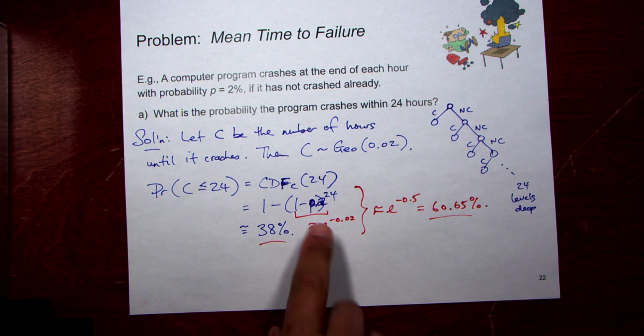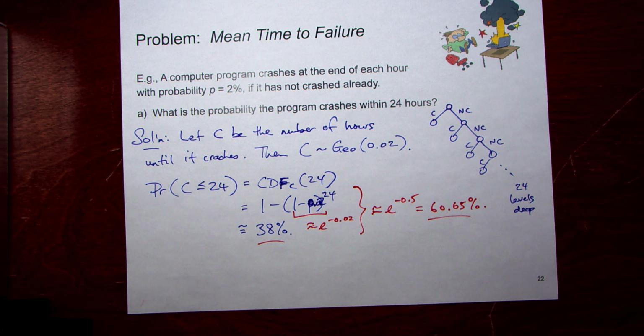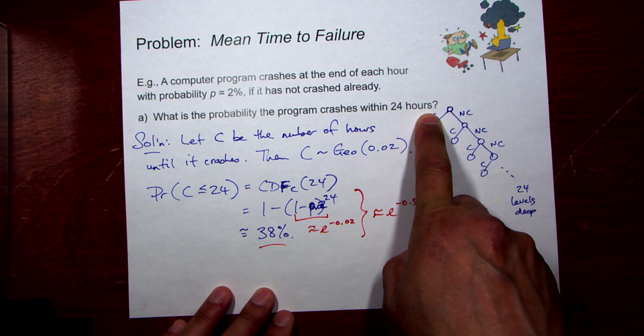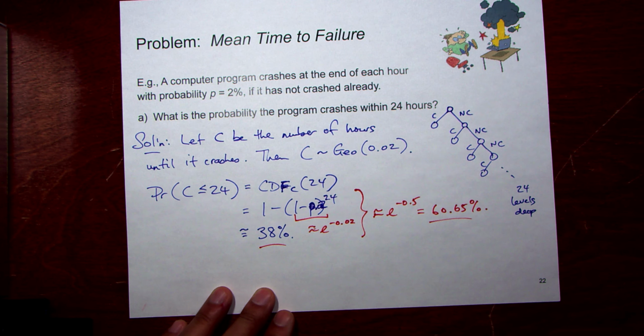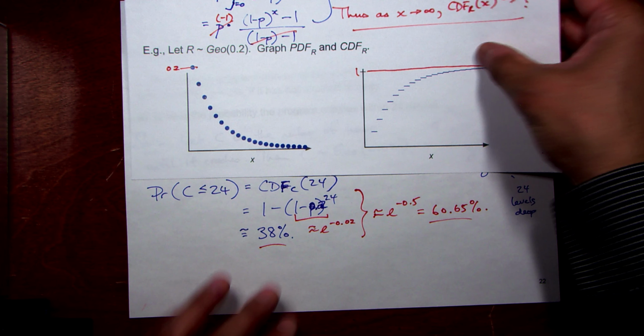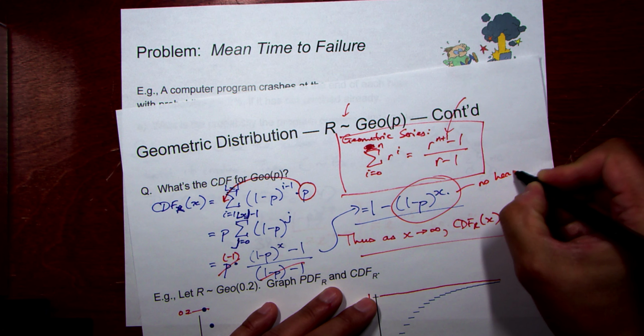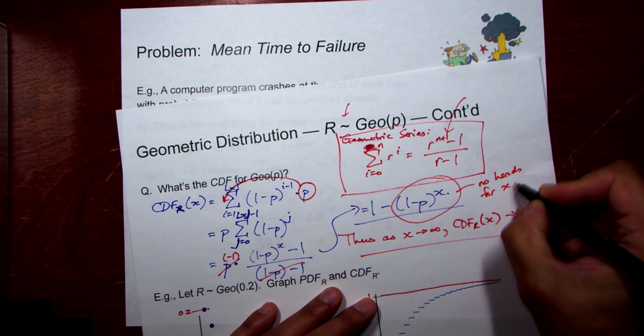Would this be the same result as if you used reverse counting? Yeah, so I think so. Yeah, I think that's right. That makes sense, actually, because if it survives for 24 hours, that means it gets tails 24 times in a row. So yeah, that's a really good observation. This piece of the probability is no heads for X trials.